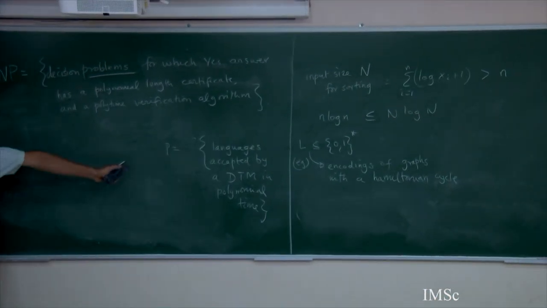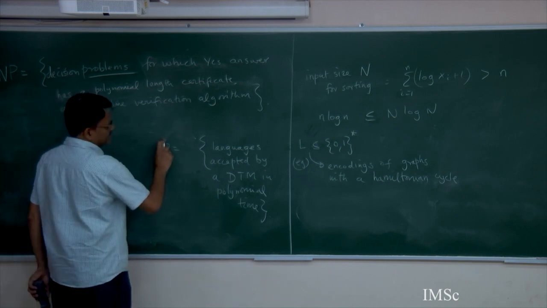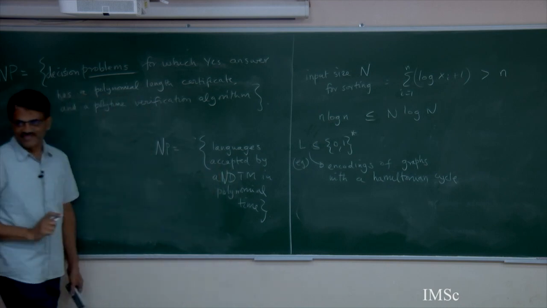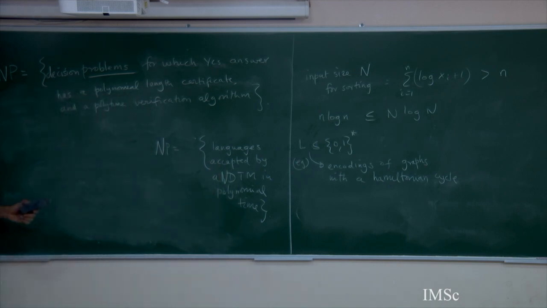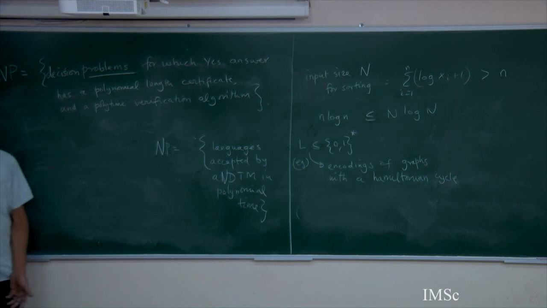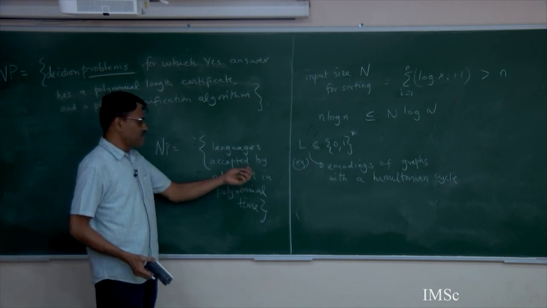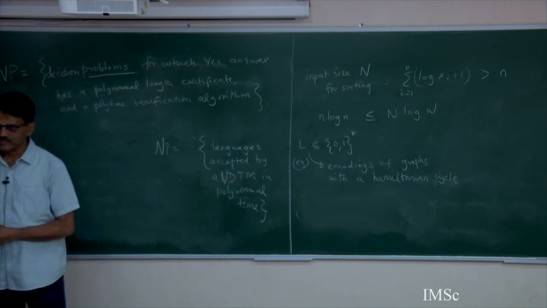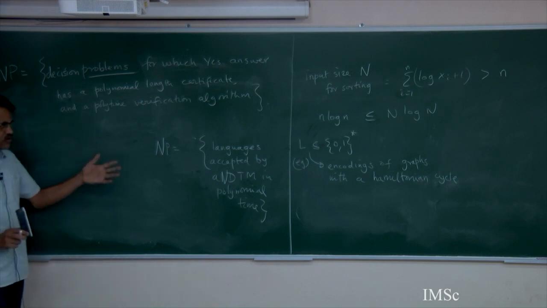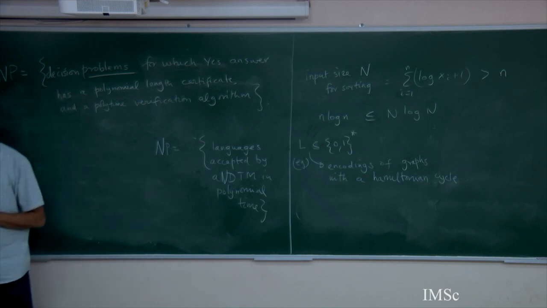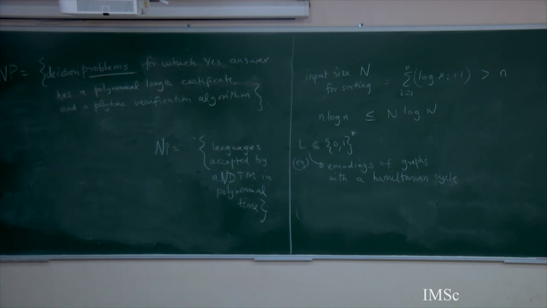But in this formal definition, it is so easy for me to define it if you know what it is. NP is a class of problems, languages accepted by a non-deterministic Turing machine in polynomial time. In fact, the N stands for non-deterministic and not for not polynomial time. So, what is this certificate polynomial time verification algorithm?